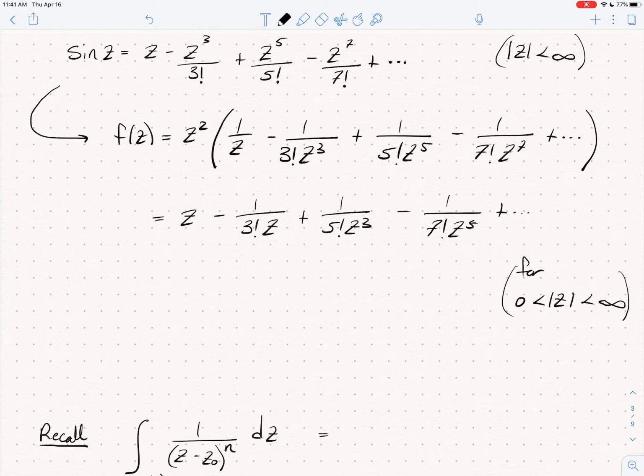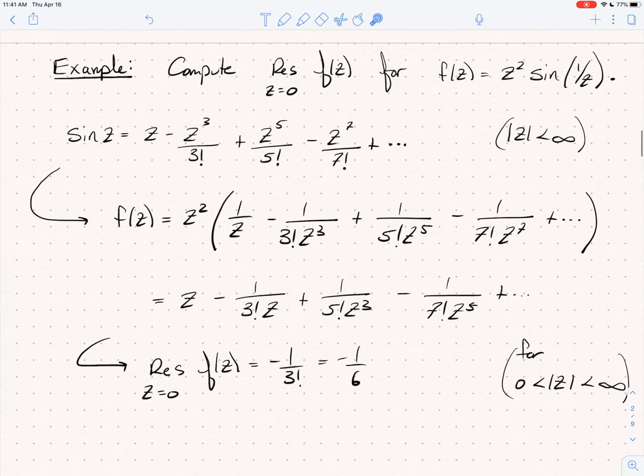And so you ought to be able to look at the screen and pick out the residue right now. Pause the video if you want to. And so hopefully you can see that the residue at z equals 0 of f of z is negative 1 over 3 factorial, or just negative 1 over 6. I guess I just said find the residue. Even if I didn't specify at z equals 0, I've centered my Laurent series around 0, so that would tell you that I'm interested in the residue at 0. Those have to line up. They have to be the same.